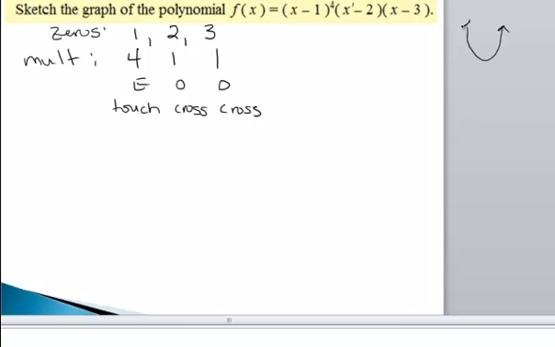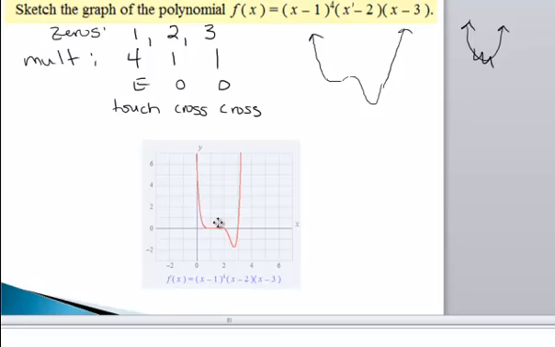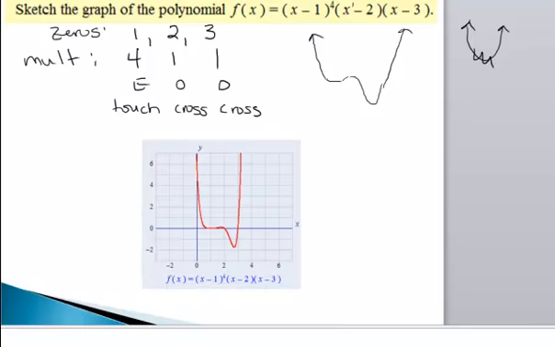So your graph again looks something like this with crazy stuff in the middle. So it's going to come down. Which one comes first? The 1 is going to touch. It's going to flatten out and touch. Then it's going to go back up. And it's going to come back down and cross at 2. And then come back up. And it's going to cross at 3. So it will look something like that. I actually have a better picture for you right here.